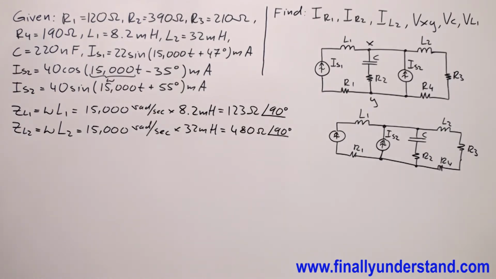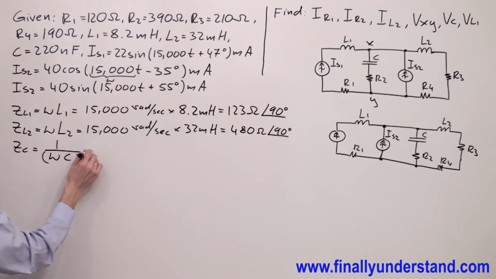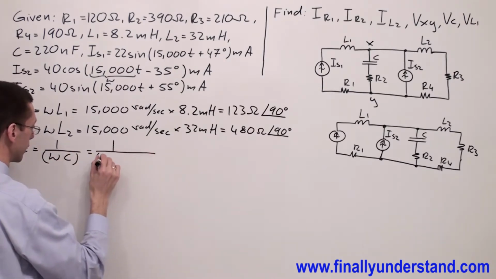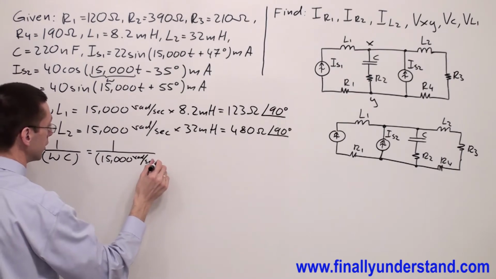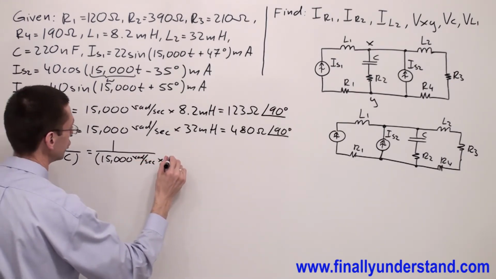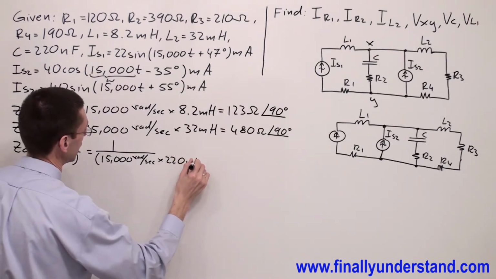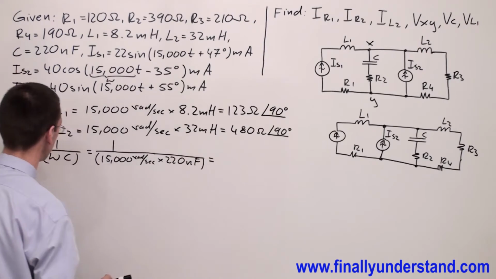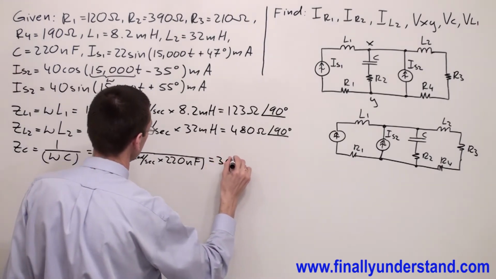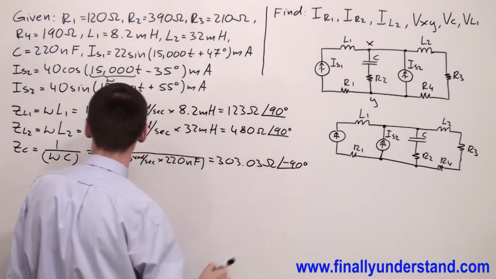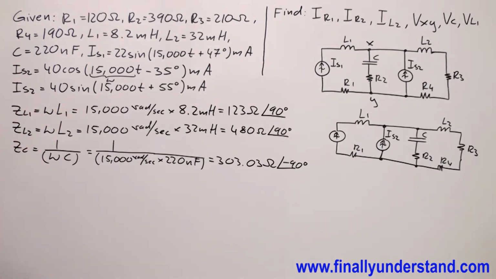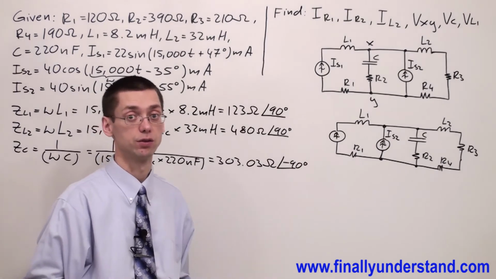And next we're supposed to find ZC, which is equal to 1 over omega C, which is equal to 1 divided by 15,000 radians per second times capacitance, which is equal to 220 nanofarads. Okay, this is equal to 303.03 ohms and angle of negative 90 degrees. Okay, so I found the impedances of inductors and capacitor.